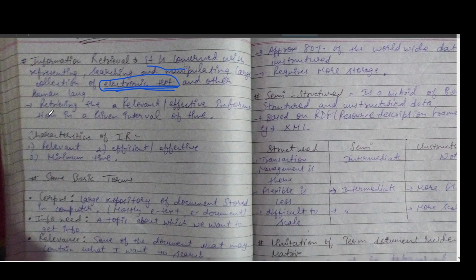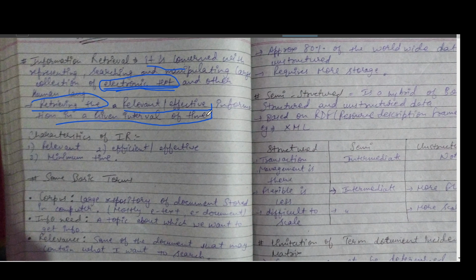Now this is another definition you can also refer to: retrieving relevant, effective information in a given interval of time. This is very important. Information retrieval means you are retrieving information, but the information you retrieve should be relevant and effective. What is the meaning of relevant and effective? It means the information you retrieve should be relevant and should match the topic.